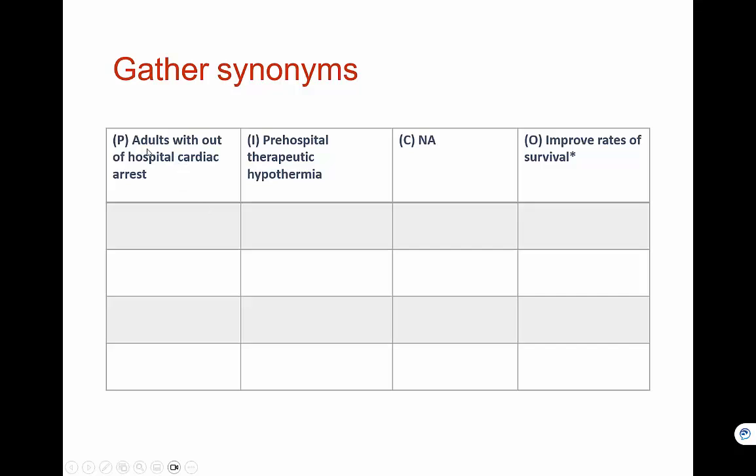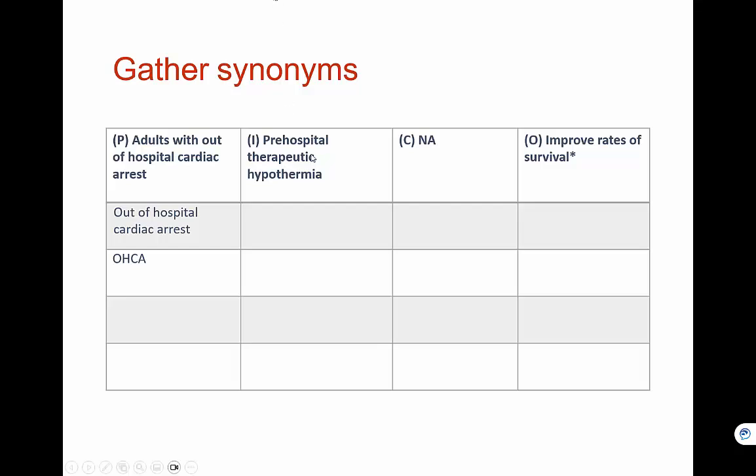So the P I've put here in the first column, which is adults with out-of-hospital cardiac arrest. So our term is out-of-hospital cardiac arrest. A synonym for that would be an acronym. So if there is an acronym for a term that is common in the literature or commonly used, you can use that as a search term.